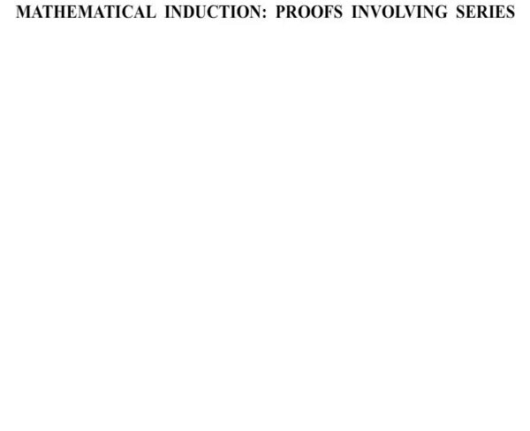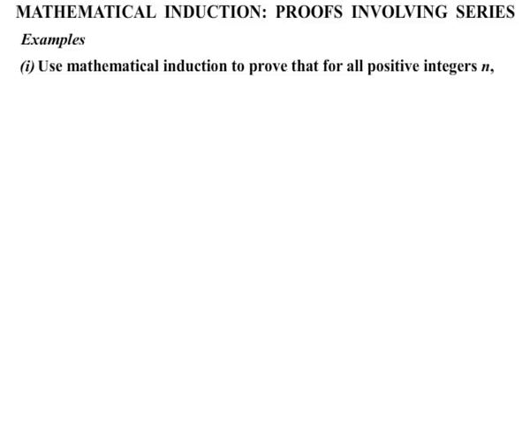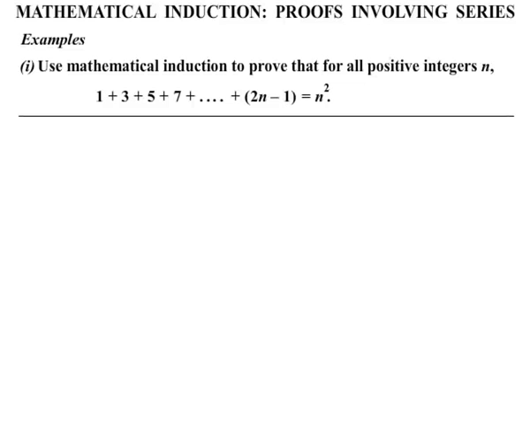In this lesson we do some work on mathematical induction, and we're going to concentrate on proofs involving series. Examples. First one, we're going to use mathematical induction to prove that for all positive integers n, this result is true. Now 1 plus 3 plus 5 plus 7 plus, and it keeps on continuing till we get 2n minus 1. We're trying to prove that it equals n squared.